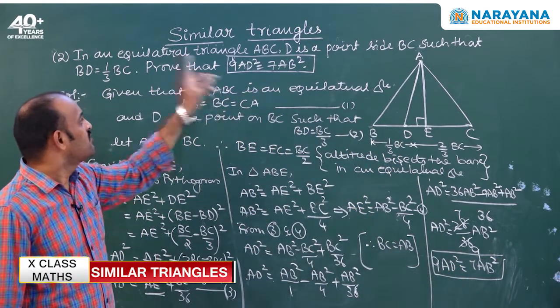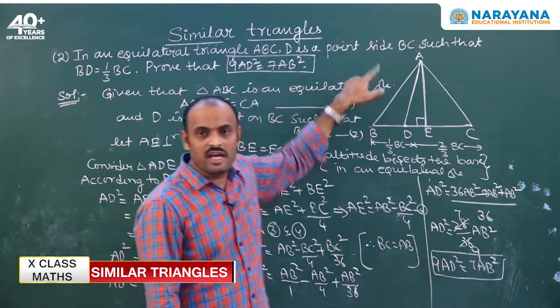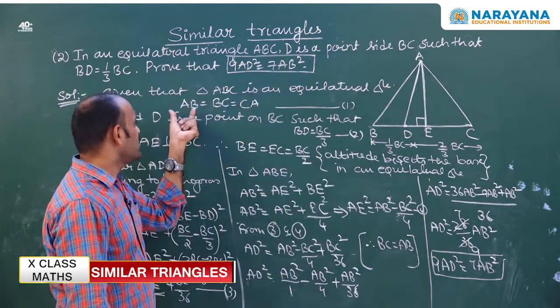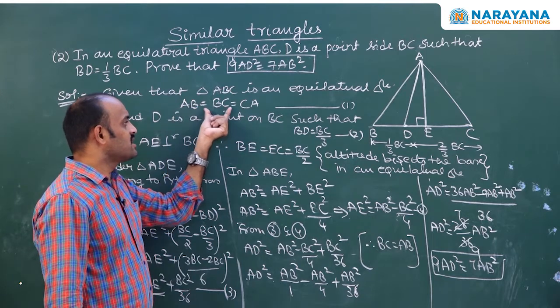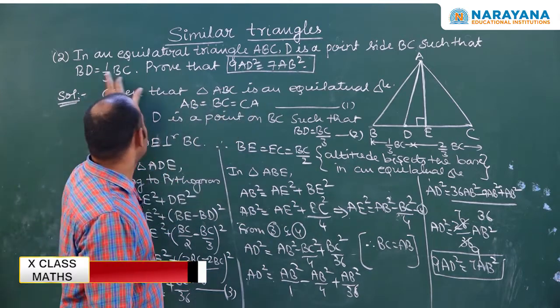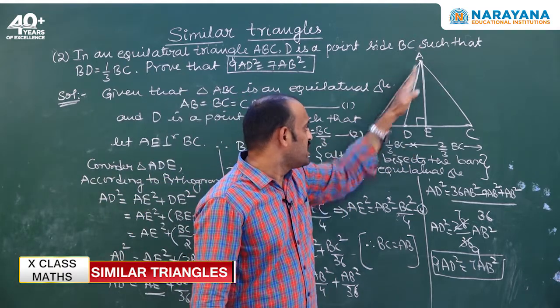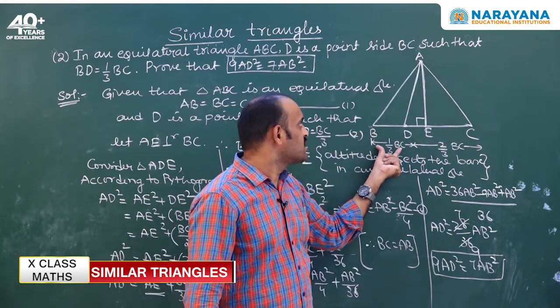First, we have written the given thing: triangle ABC is an equilateral triangle. As it is an equilateral triangle, 3 sides are equal, and he has given that BD is equal to 1/3 of BC.